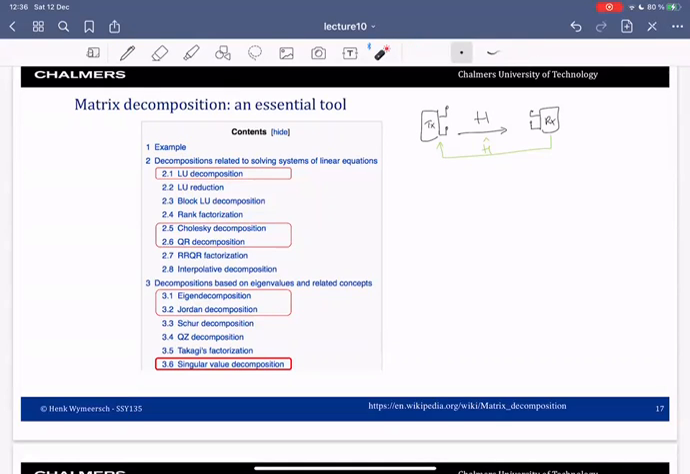To do this, we rely on a tool from matrix decomposition, and this is taken from this Wikipedia page. I highlighted some of the decompositions that I think are important, but in particular today we will use something called singular value decomposition, or SVD. But I would say in general, as a communication engineer, or even as an electrical engineer, knowing your matrix decompositions can be very helpful.